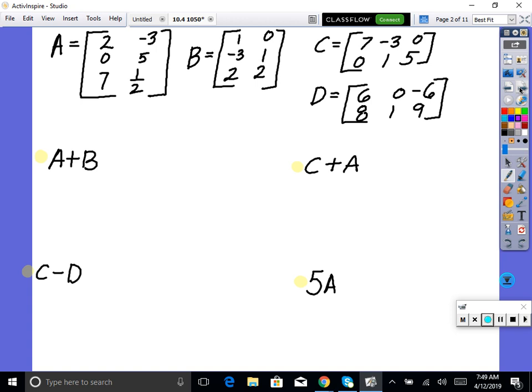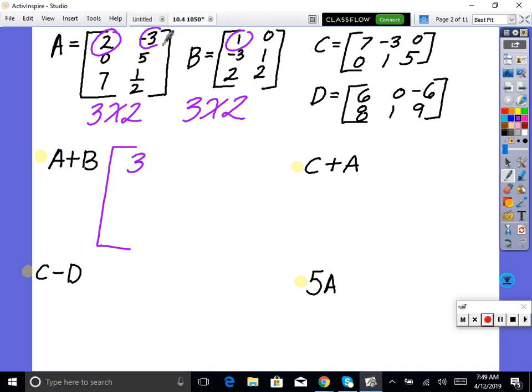So notice right here you would check, okay, this is 3 rows, 3 by 2, and isn't this also a 3 by 2? It would need to be a 3 by 2 and a 3 by 2 to actually add them. So I'm going to do A plus B, so then you would literally do 2 plus 1 is 3. There's the new element there. Negative 3 plus 0, negative 3. 0 plus negative 3, negative 3. 5 plus 1 is 6. 7 plus 2 is 9. And then a half plus 2 is 2 and a half, right?